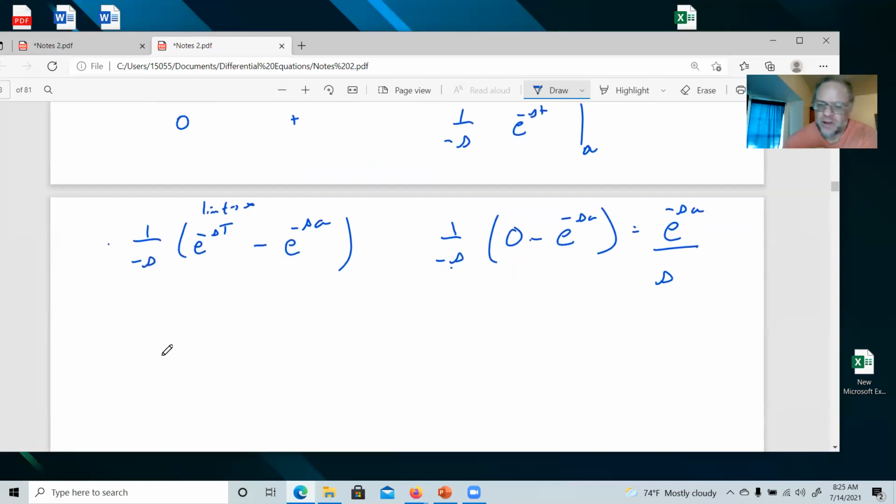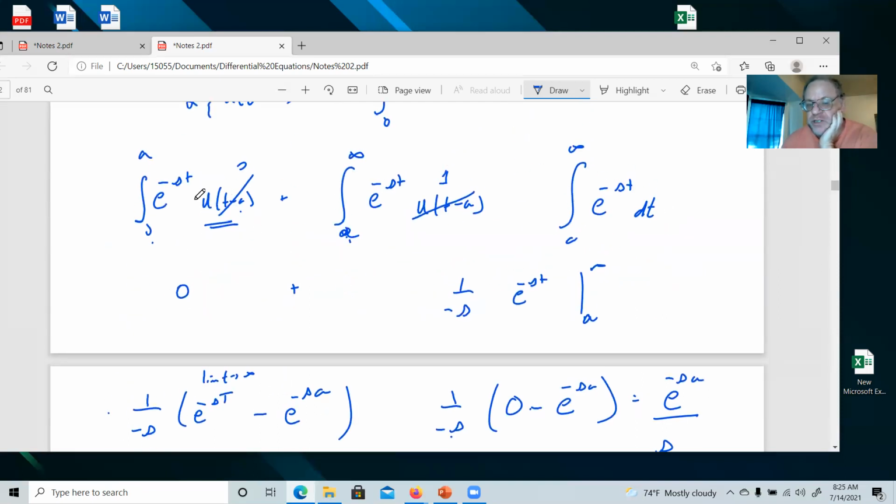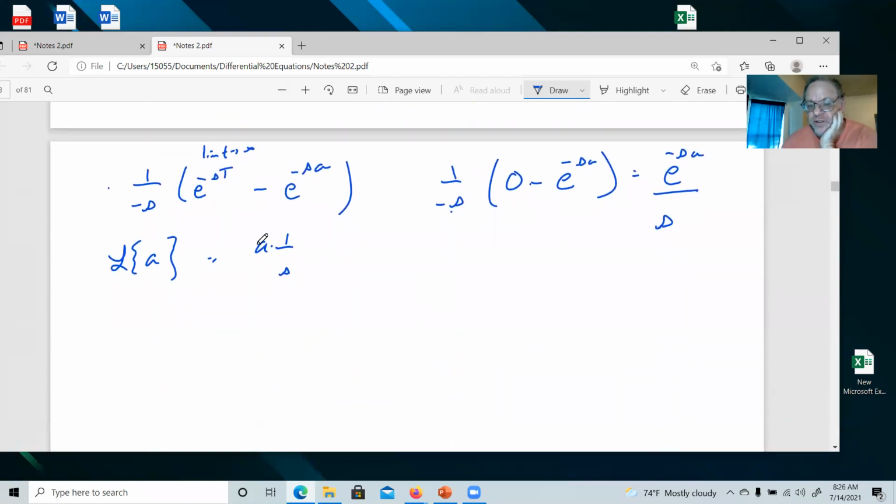What was the Laplace transform of a constant? This is the Laplace transform of a constant. Wasn't this just 1 over s, or a times 1 over s? And then this part here is e to the negative sa over s. If we multiplied the unit step function by 3 or something, we would have put that outside the integral, and we'd still have that.